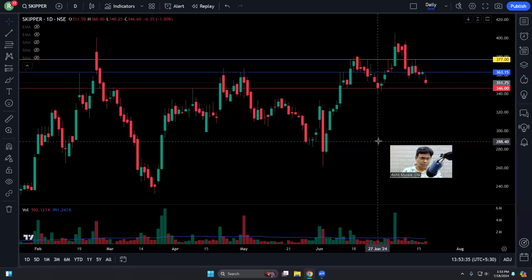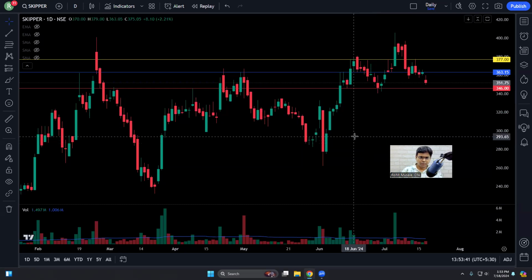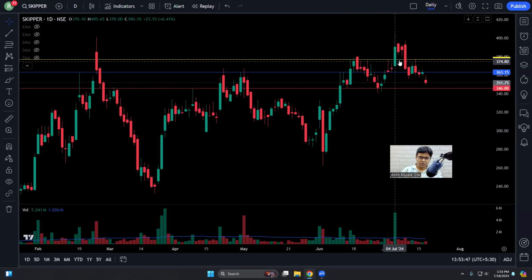So in this stock, I lost 4.65%. So let us see first, why did I buy this stock? Where did I buy? Where did I sell? Things like that. So this yellow line is my buy price. I bought on this day, which is 4th of July.